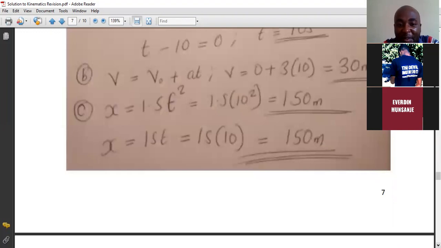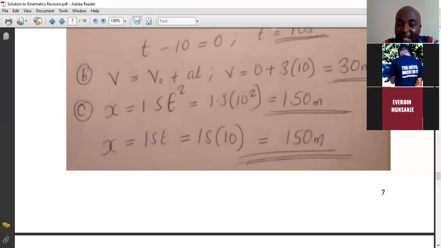What is the officer's speed at that point? So you say v equals v naught plus a t. The officer had stopped at the corner, so the initial velocity is zero. So zero plus 3 times the time which you have found, 10. So 30 meters per second.